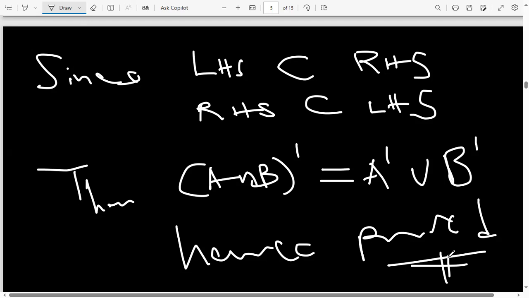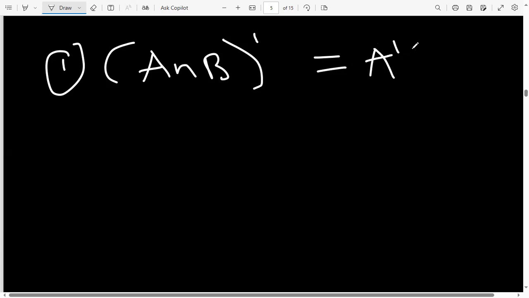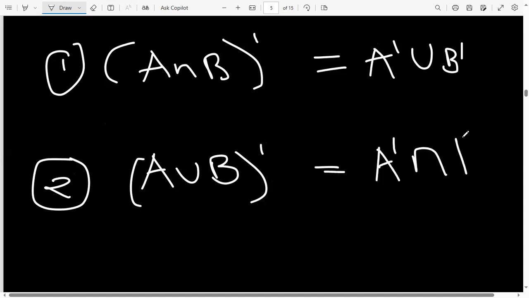Okay, if there are no questions, that's simply how you can prove De Morgan's law, which was the first one. We are proving this one here: A intersection B, with the complement outside, is equal to A complement union B complement. And then the other one is A union B, complement, is equal to A complement intersection B complement.